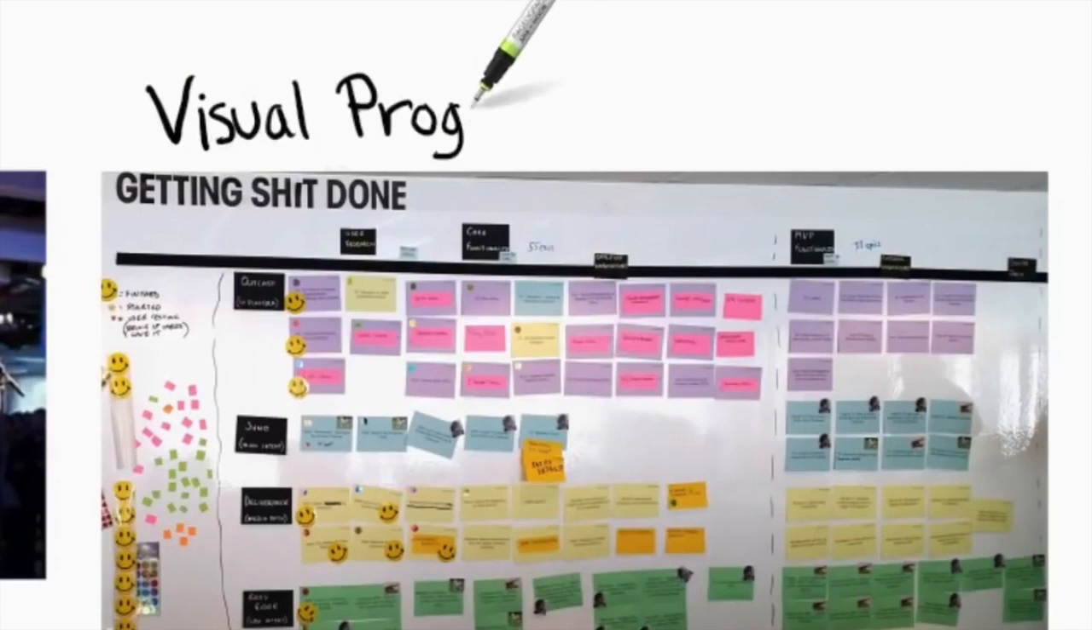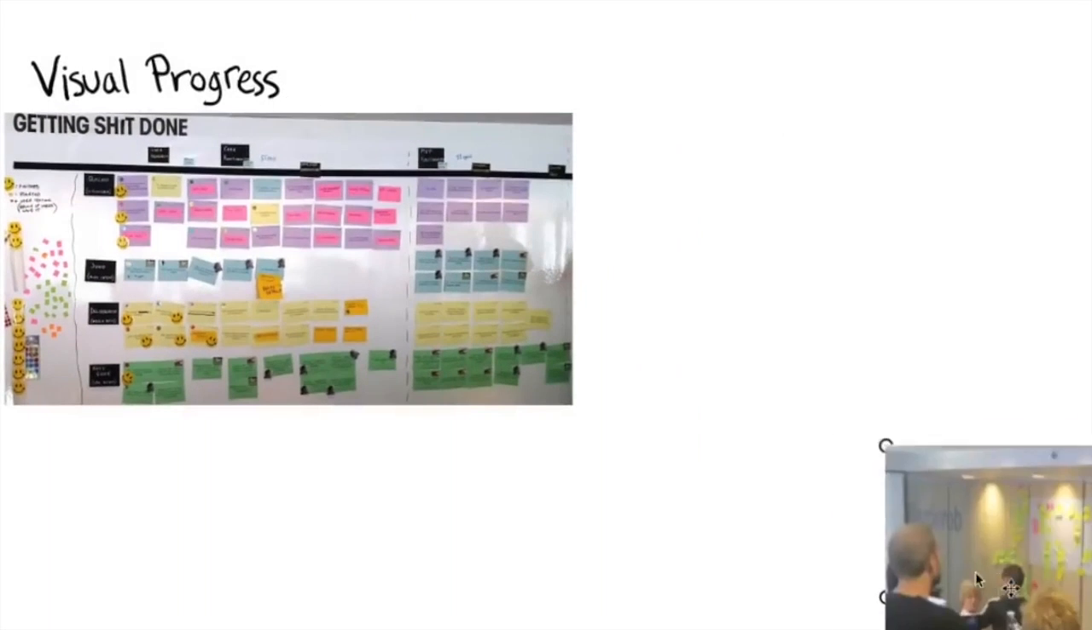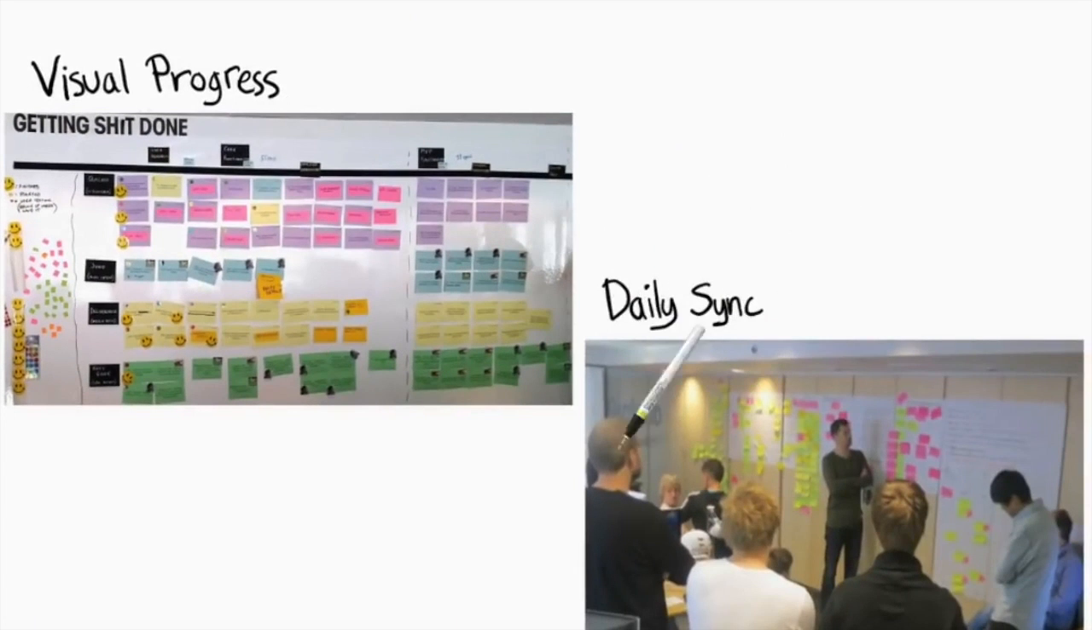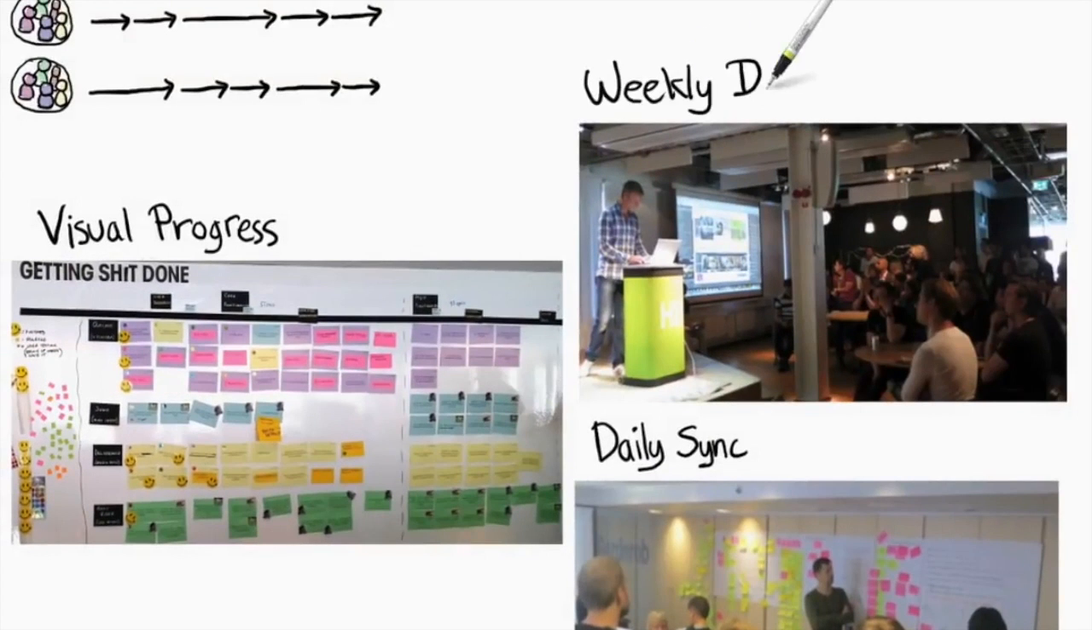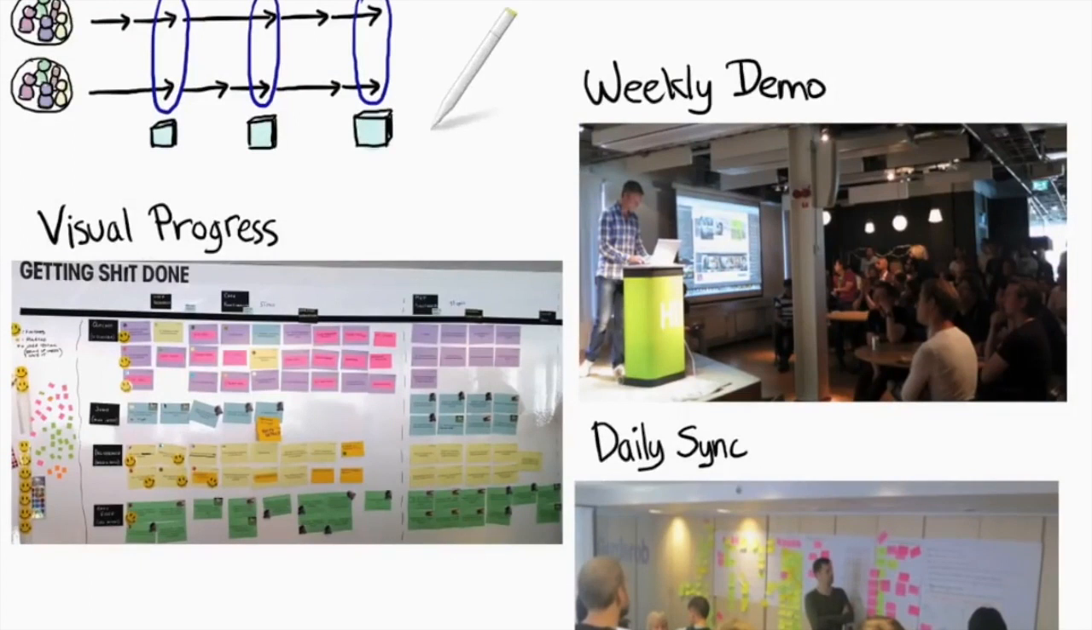Visualize progress using various combinations of physical and electronic boards. Do a daily sync meeting where all squads involved meet up to resolve dependencies. Do a demo every week or two where all the pieces come together so we can evaluate the integrated product together with stakeholders. These practices reduce risk and waste because of the improved collaboration and short feedback loop.